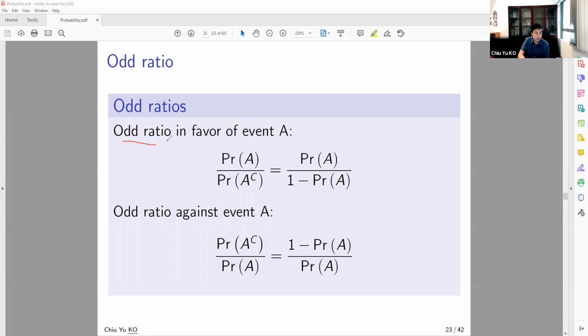Okay, odds ratio, there are two careful definitions: in favor of or against, okay? But you will see later they are very similar, I'll just reverse each other. So odds in favor of event A will be the probability of A over its complement. To simplify, it will be probability of A over 1 minus probability of A, okay? On the other hand, if you go against it, it will be the inverse, okay? Just reverse the numerator and denominator. So this is what you have.